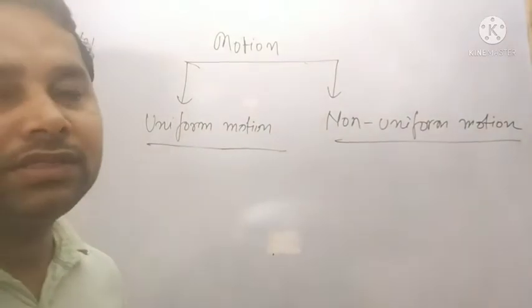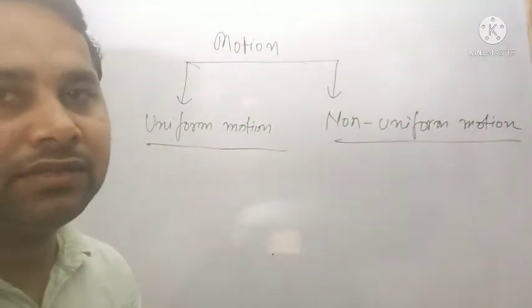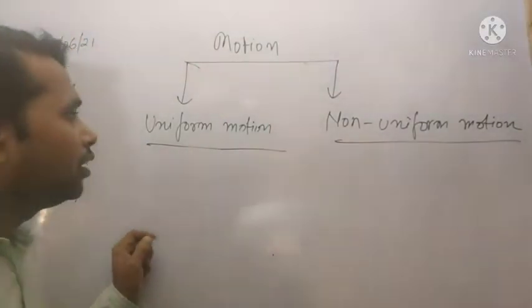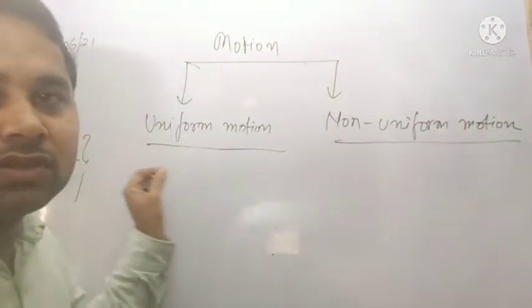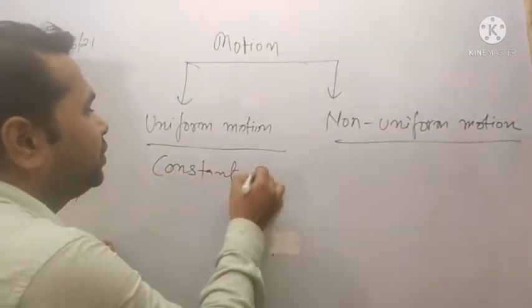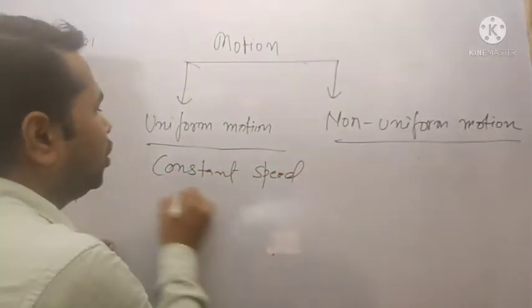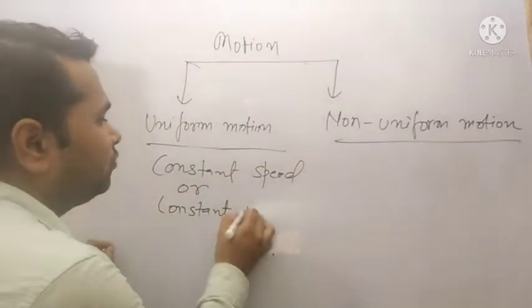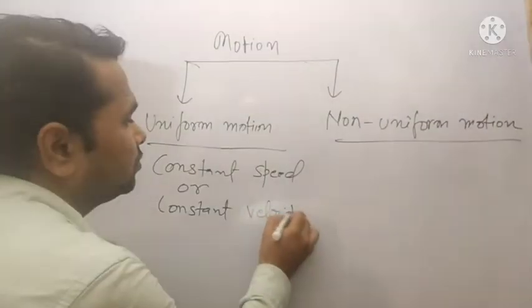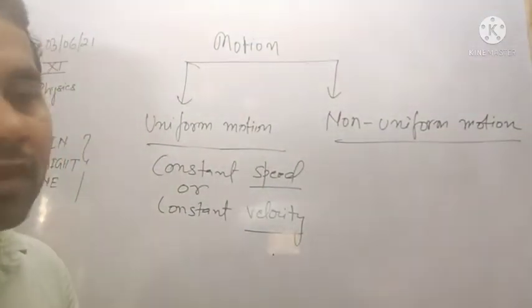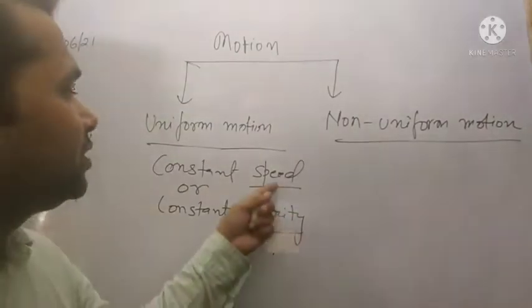Let's remind all the things which you have studied in class 9th. So let's define first what is uniform motion. Uniform motion means constant speed or constant velocity. Now we have two new terms, speed and velocity. You know the difference between speed and velocity?